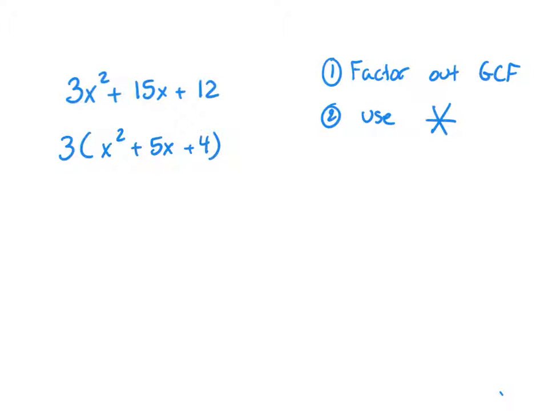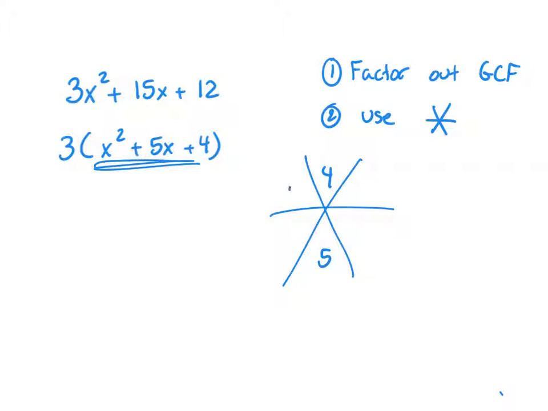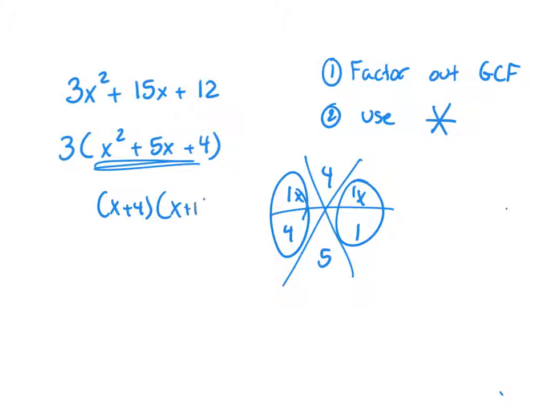So now, effectively, what I'm going to do is just ignore the 3, and I'm going to do snowflake just for this trinomial here. So I put 4 there, 5 there, 1x there, 1x there, and I look for the two numbers that multiply to 4 but add to 5. And if we think hard and long, we see quickly that it's just a 4 and a 1. So x plus 4 is here, and x plus 1 is there. And don't forget to bring down that 3, and this is now called factored completely.